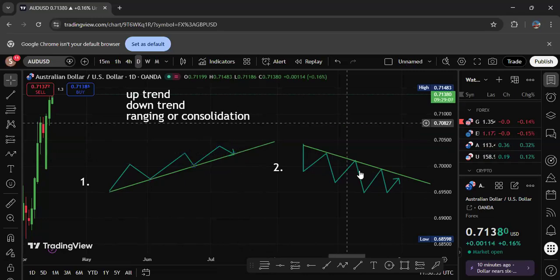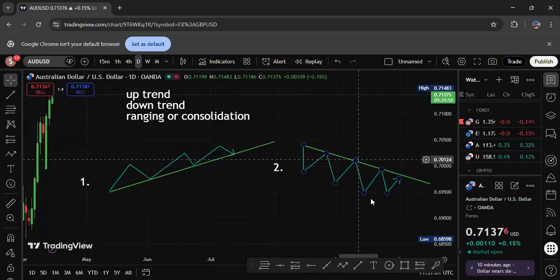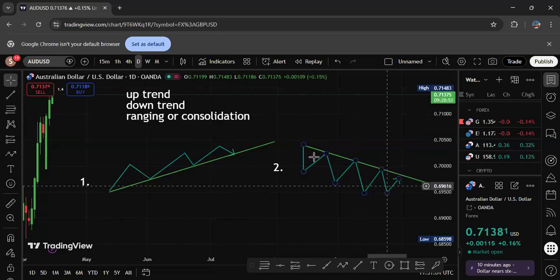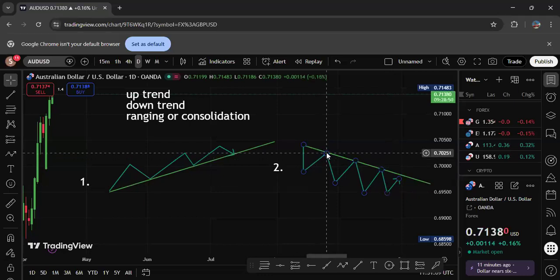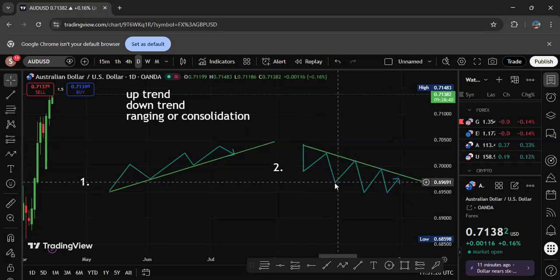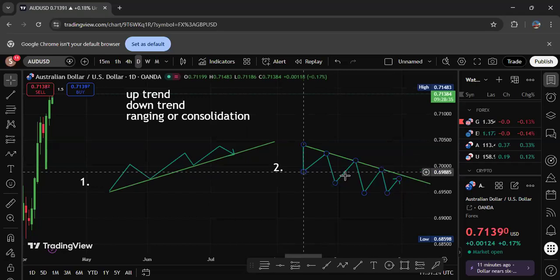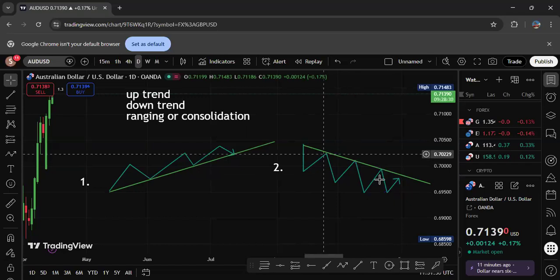But in downtrend, we have a lower high, a lower low, a lower high, a lower low, lower high, lower low, lower high. You should understand the English now. Lower high means this high that the market just created is lower than the previous high, which is this one. Then lower low means this low that the market created is lower than the previous one, which is this one. Then another lower high, which means this one is lower than this previous one, then lower low, just like that.